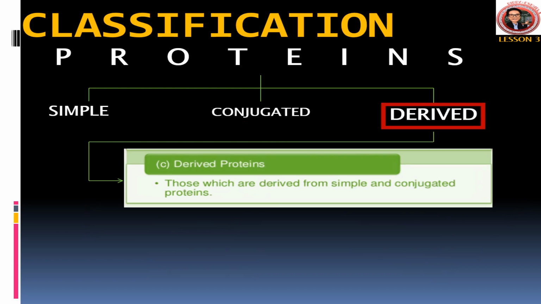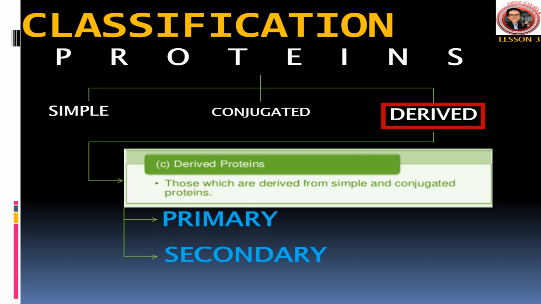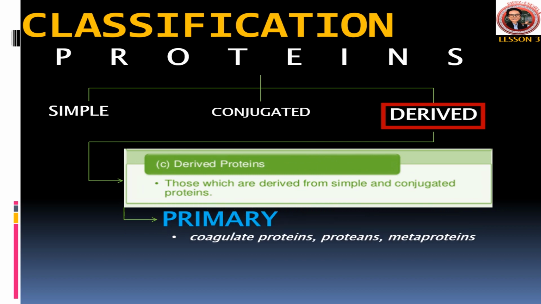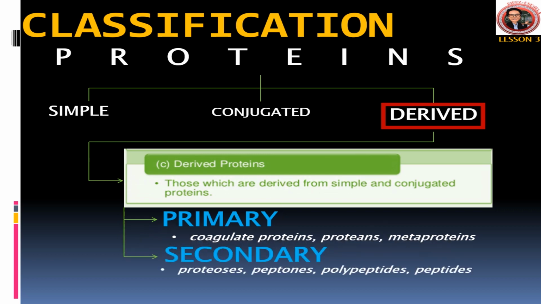And for derived proteins, which are basically derived or obtained from simple and conjugated, can be grouped into primary and secondary. Primary derivatives of proteins are coagulated proteins, proteans, and metaproteins. And proteoses, peptones, polypeptides, peptides naman ang mga halimbawa ng secondary derivatives of proteins.